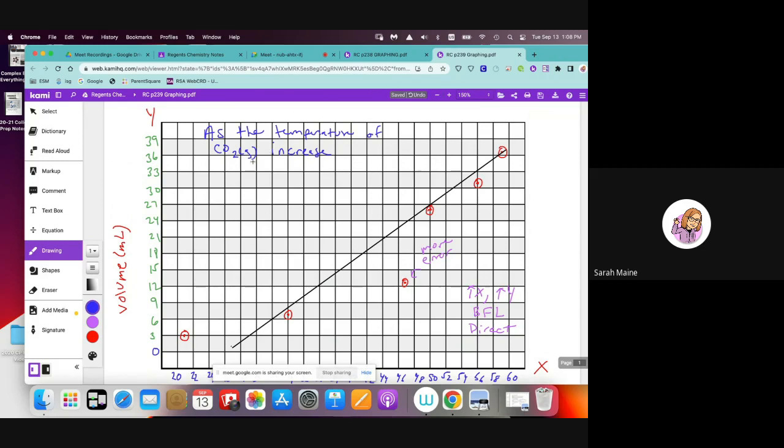So as the temperature of the CO2 gas increases, now I'm going to talk about the other variable, the y-axis variable, the volume of the CO2 gas, and we said it was also increasing. So the volume of the CO2 gas increases. So we're going to keep it nice and simple.